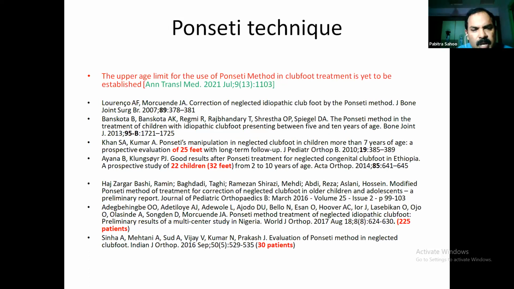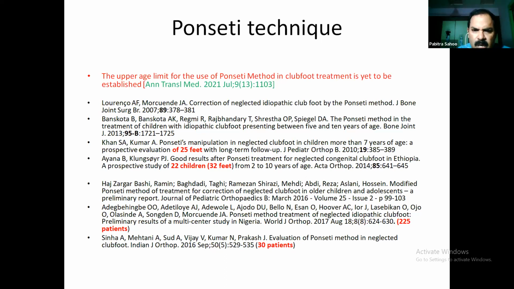I have gone through certain literature regarding whether Ponseti's technique is useful for the treatment of neglected clubfoot or not, but still I did not find a common consensus about this. There is a paper published in 2001 saying that the upper age limit for the use of the Ponseti method in clubfoot treatment is yet to be established. So that means there is no bar for treating neglected clubfoot with respect to age. At any age, the Ponseti method can be used.